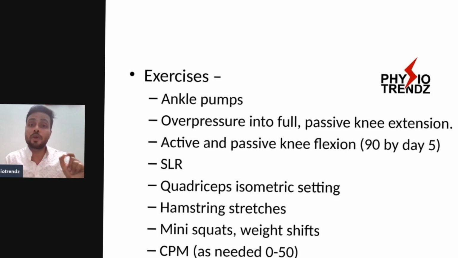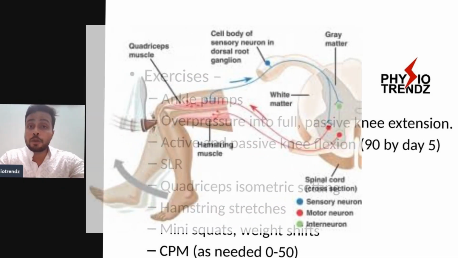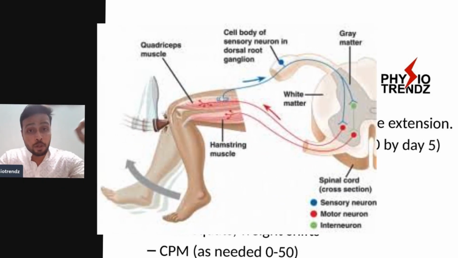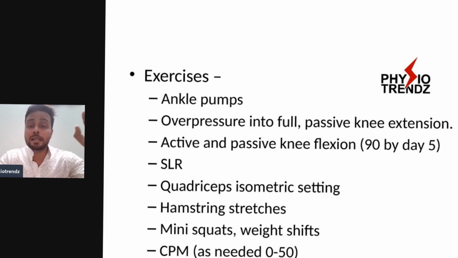Mini squats, weight shifts. Now mini squats and weight shifts play a very important role over here. Why? Because they are working on your proprioceptors. We know that the knee joint, ankle joint, and hip joint have major proprioception for performing our daily living activities. If we start working on them from the beginning of the rehabilitation, it can help us in the future rehabilitation protocol for more balanced and coordinated activity. That is why mini squats and weight shifts are started.